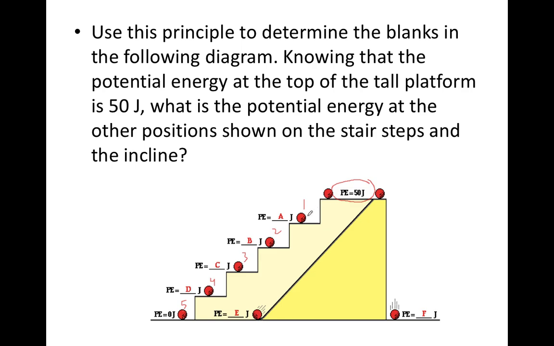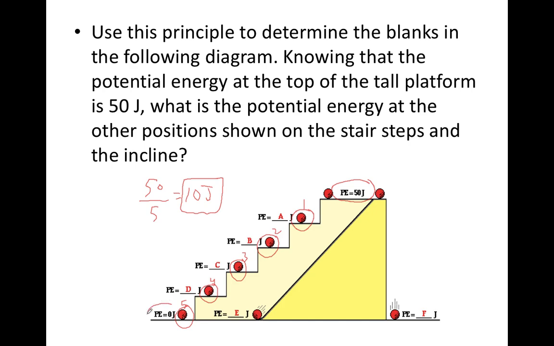So if we want to find out the potential energy at any location along here, we simply divide the total potential energy by 5 because there's 5 steps. So 50 divided by 5 equals 10 joules. So the potential energy at each step is 10 joules.